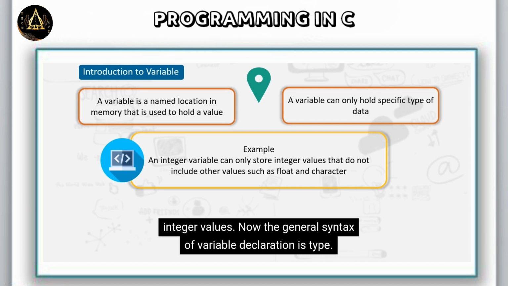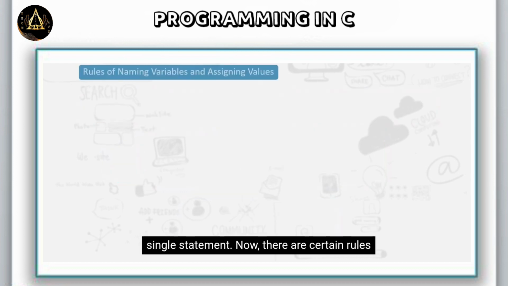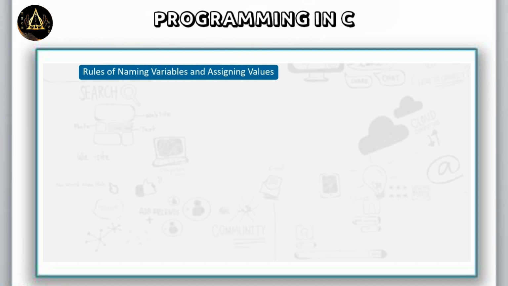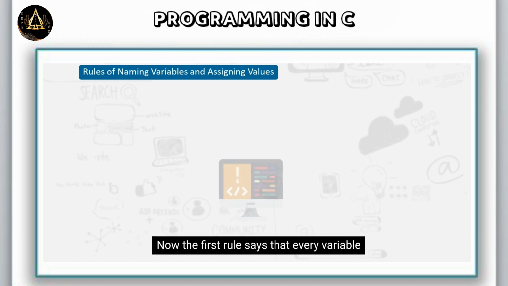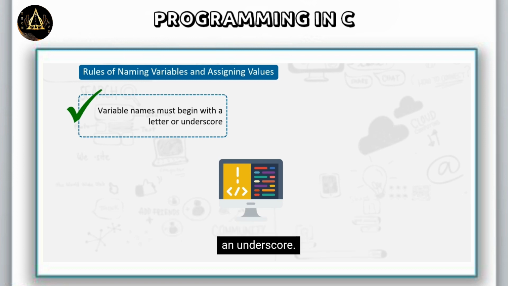Now, the general syntax of variable declaration is type, that is the type of variable, followed by the variable list, where we can have more than one variable in a single statement. Now there are certain rules that are followed while naming the variables and assigning them the values. The first rule says that every variable name must begin either with a letter or with an underscore.